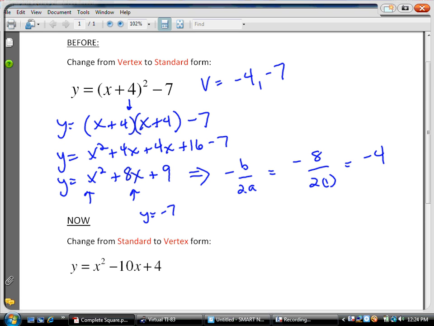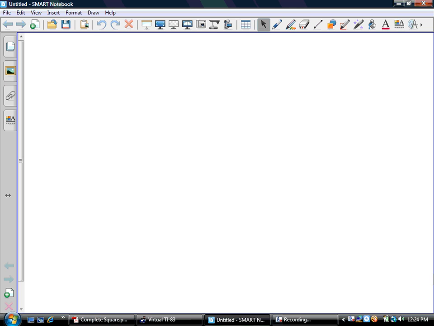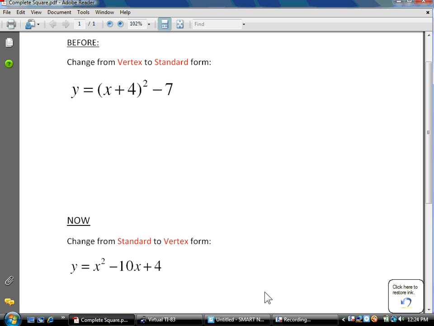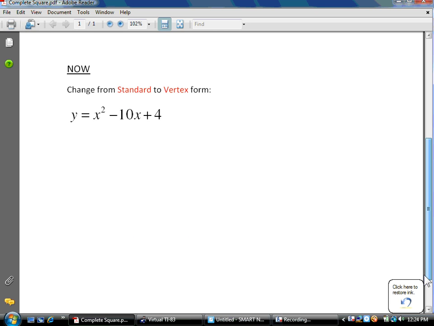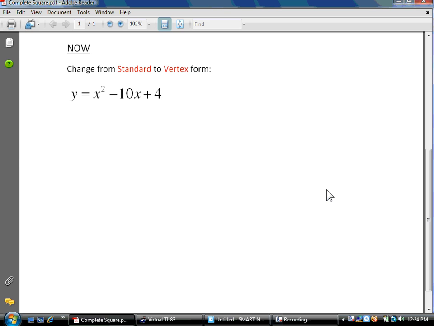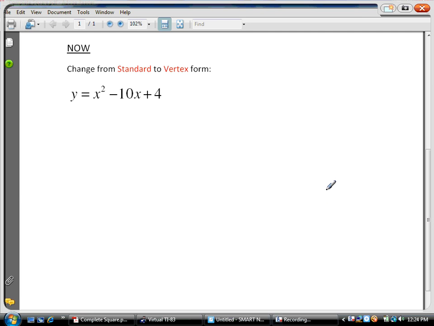What we're going to be doing now is going from standard form back to vertex form. It's a little bit different, not exactly what you're used to, but since we have been able to factor quadratics now, we can definitely do this new form. So what we're going to do is take an equation in standard form.